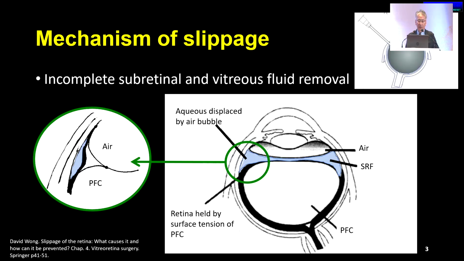So David Wong suggests that if you want to use the perfluorocarbon liquid, you should inject the perfluorocarbon until it comes up from the infusion cannula, so that it makes sure that the eye is totally filled with the perfluorocarbon.